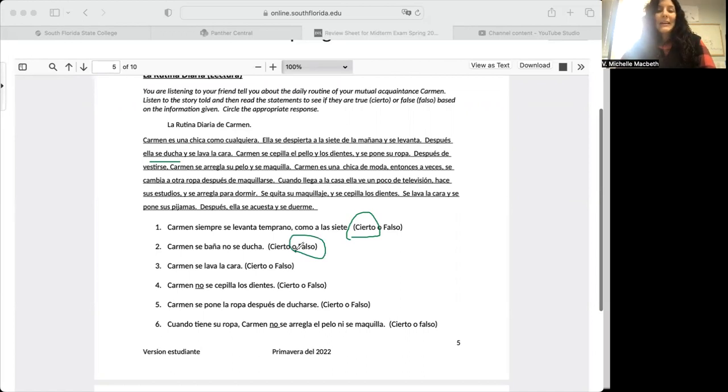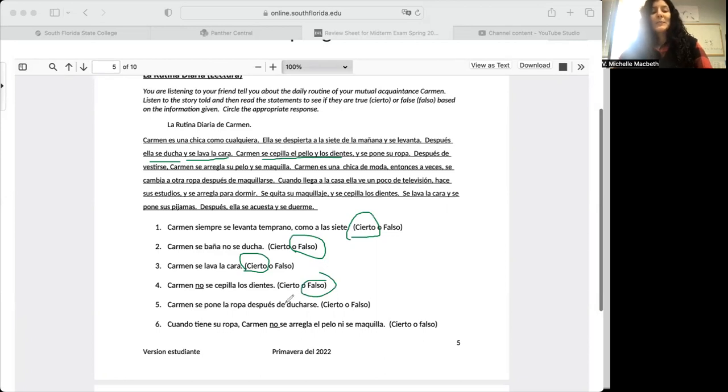Carmen se lava la cara. Oh, yep. Se lava la cara. So that one is cierto. Carmen no se cepilla los dientes. Oh, she doesn't do it. Remember, no means she does not do it. But here it says that she does do it. So we know that one has to be falso.